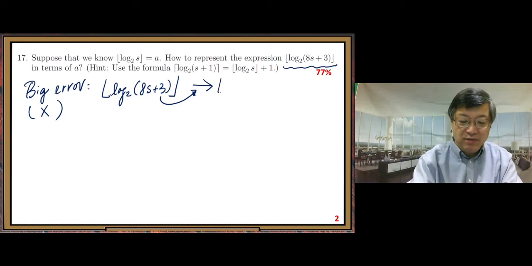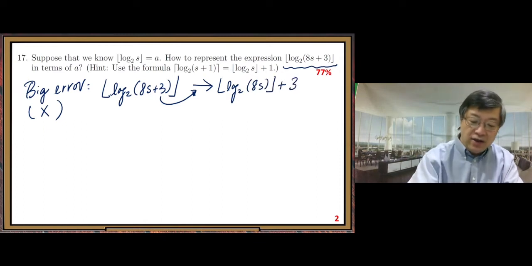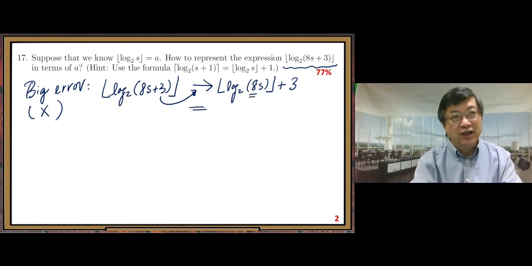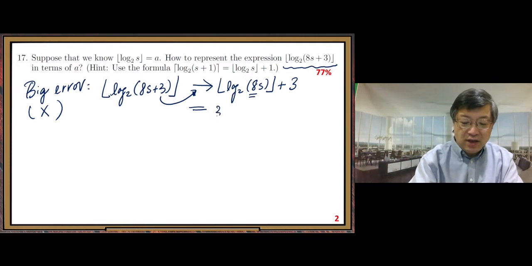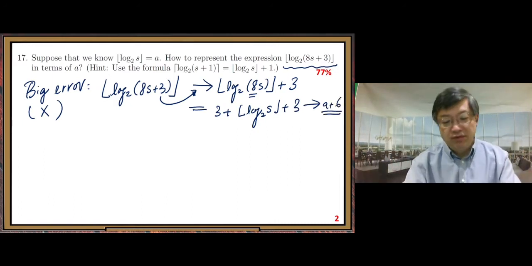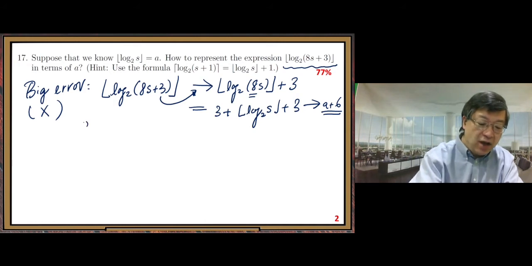The first time, pull that out, 8s plus 3. Then the second time, this time it's correct because it's a multiplication, so plus, get a 3. So second time plus s plus 3. Then they give me the answer a plus 6. How many of you got this a plus 6? That's wrong. The answer is a plus 3.